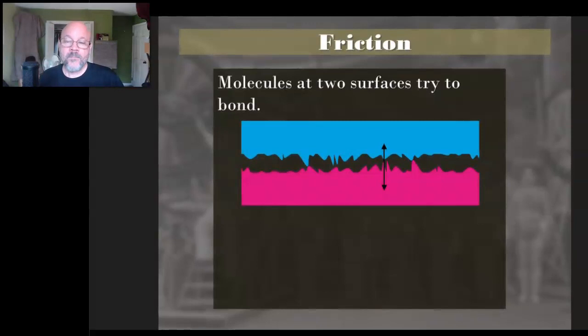Okay, so friction is another force that happens when you have two surfaces in contact with each other, okay? Now, let's talk for just a second about a water molecule. So if I got a water molecule, I've got oxygen, and I've got a couple of hydrogens out here like this. Looks like Mickey Mouse, okay?